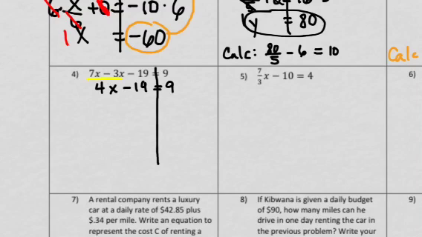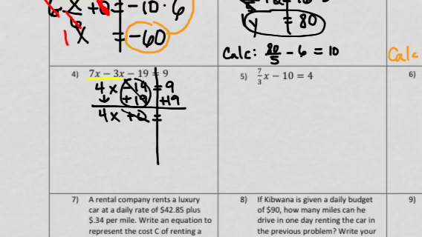And then I have to do the inverse operation of minus. So I'm going to plus 19 to both sides. The opposite of subtraction is addition. The 4x drops down. Minus 19 plus 19 adds to 0, and that doesn't need to be written. And 9 plus 19 is 28.